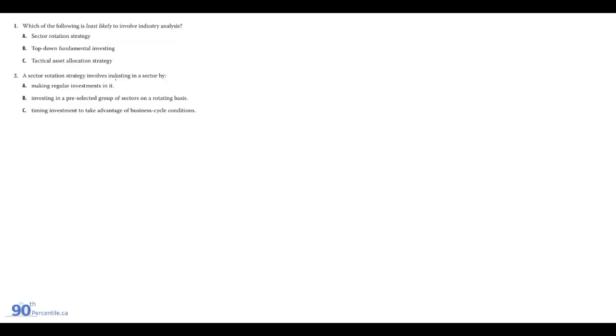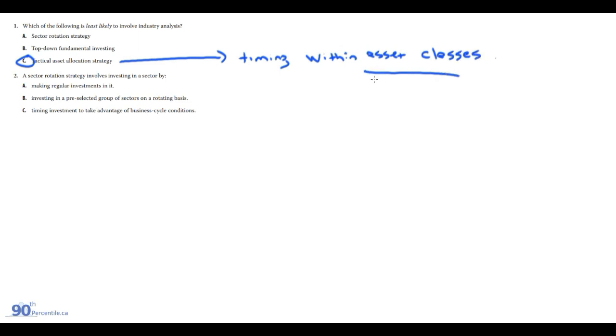Which of the following is least likely to involve industry analysis? A, a sector rotation strategy, B, top-down fundamental investing, or C, a tactical asset allocation strategy? Answer is C, tactical asset allocation, because this strategy deals with taking advantage of timing of investments within asset classes. So like overweighting or underweighting different stocks in energy or in financials or something like that. Sector rotation is more related to timing investments in an industry as a whole.